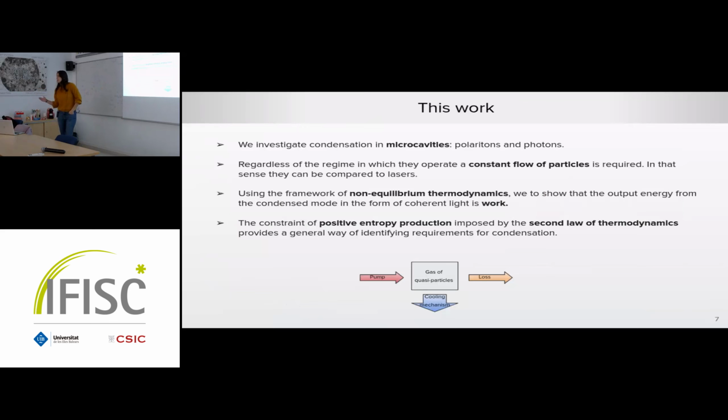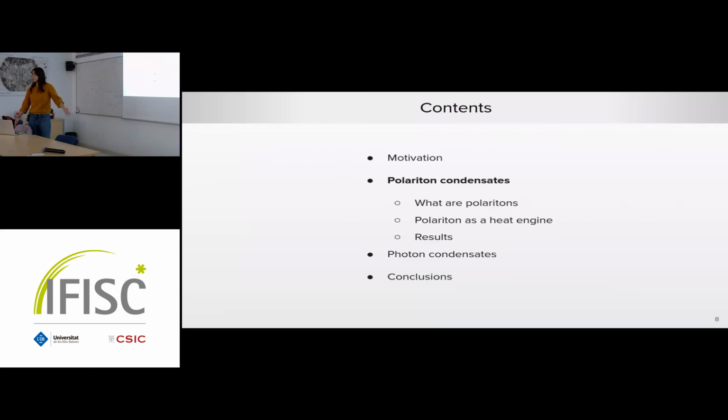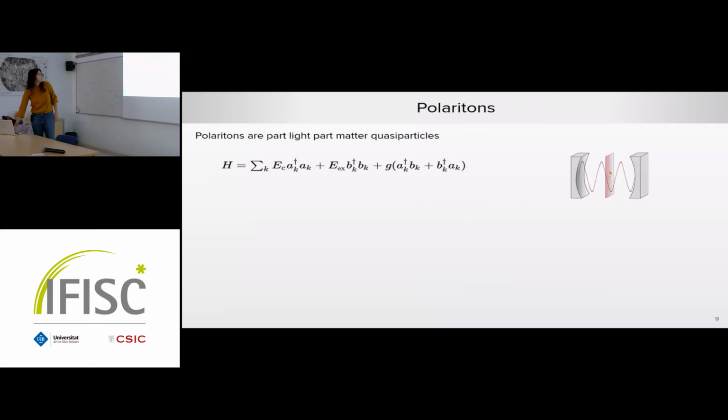Okay, so this seems like I'm talking about 2 different things, but what we did was exactly to put this all together. We showed that when you have this coherent emission, regardless of what regime you're in, we can see that as the work output of a heat engine. We looked into that for both microcavities with polaritons and photons, and showed that because you have this heat engine, we can constrain condensation using the second law of thermodynamics. Okay, so now I'll start with the polaritons. But of course, first I have to tell you what a polariton is. I don't know, maybe you don't know.